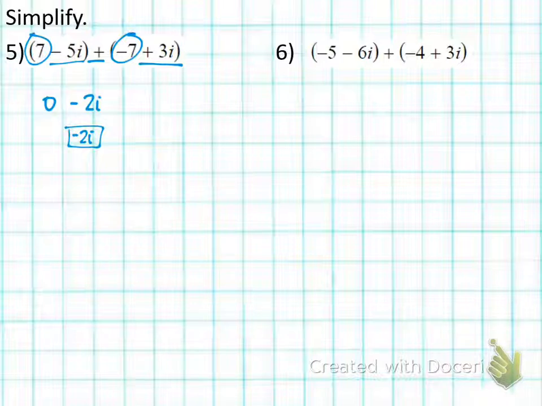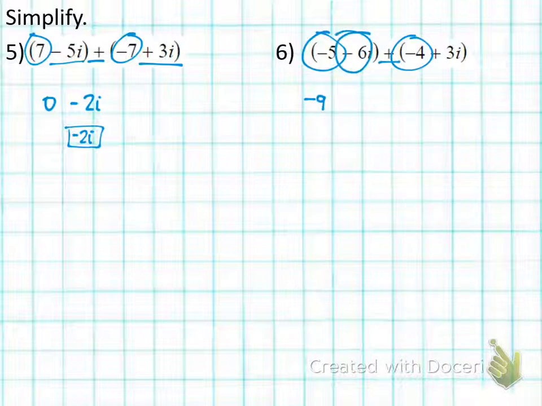Super easy. Number 6, let's get that done. Go. Okay, so we got negative 5. This is two real numbers. Negative 5 plus, we know it's a plus sign in the middle, negative 4 is negative 9. And then we got negative 6i plus 3i is going to be negative 3i. And that's it. We box that answer.